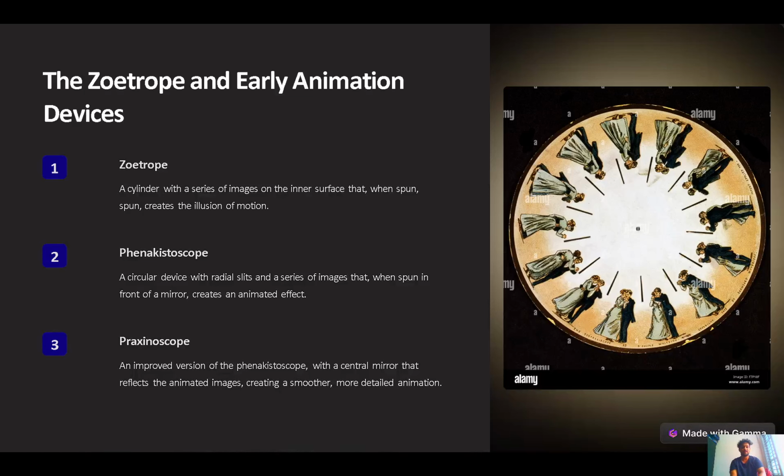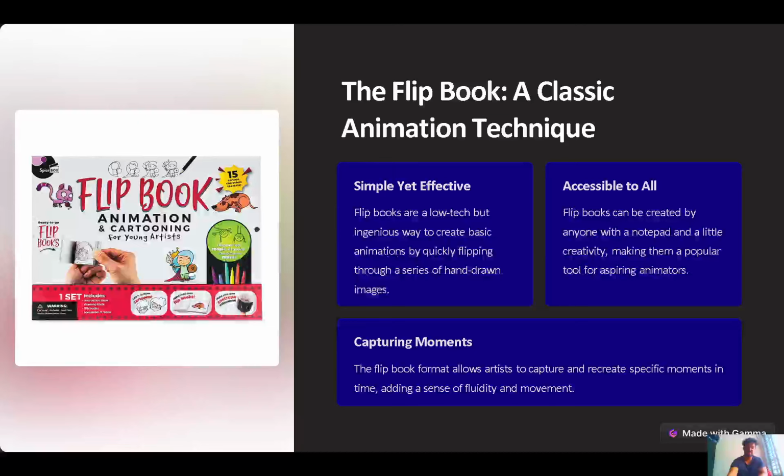The zoetrope, an early animation device. A zoetrope is a cylinder with a series of images on the inner surface that, when spun, creates the illusion of motion. Praxinoscope, an improved version of the zoetrope with a central mirror that reflects the animated images, creating a smoother, more detailed animation.